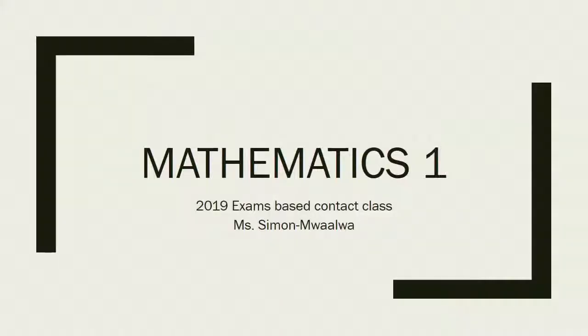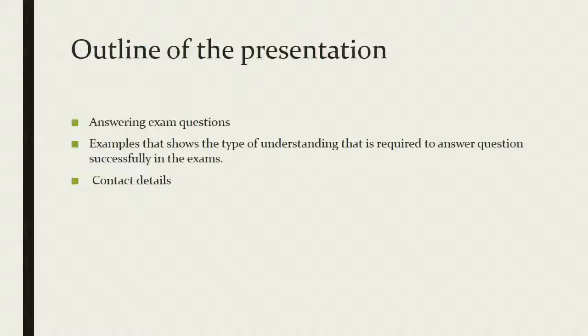So it's Mathematics 1, and it's the 2019 exams-based contact class. That means all the exams for 2019: the exams for April, for August, and for November. So all in one. We are going to look at the answering of the exam questions. We are going to look at the examples that you need to understand when you come across the exam questions, and then we are going to look at the contact details.